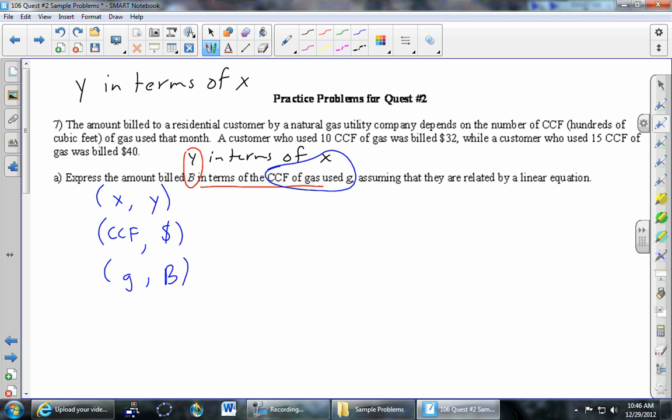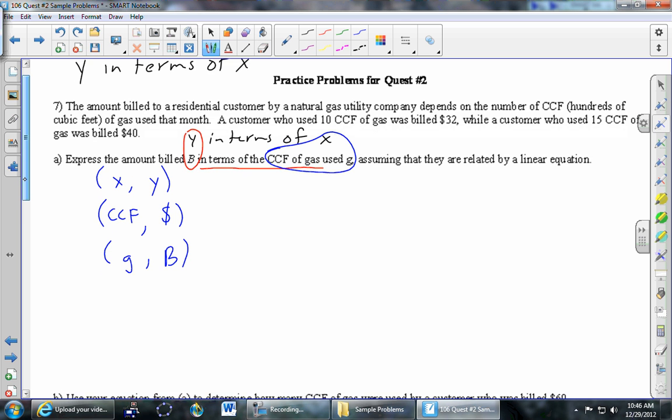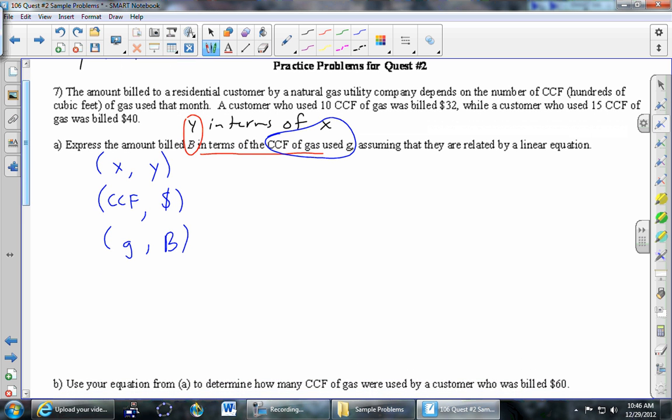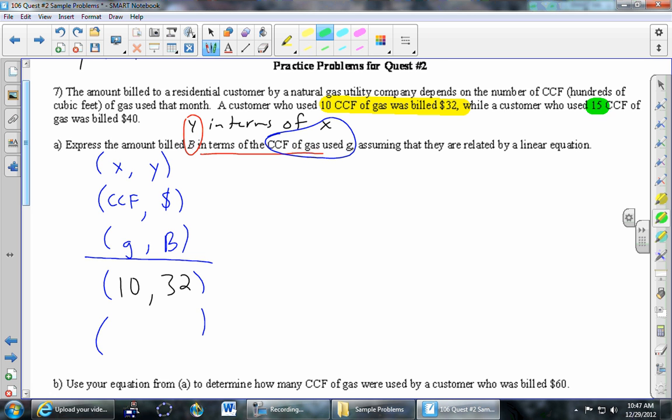So now that we've got that straightened out, I think it'll be pretty straightforward to translate the numbers in the problem into ordered pairs, bringing us into some familiar context. We're putting gas first, bill second. So the first thing that I see, 10 CCF of gas, $32. Which one goes first? The gas. 10 CCF, $32. Then we'll grab the other point. The other point is 15 CCF of gas, $40. So again, put the gas first and the amount billed second.